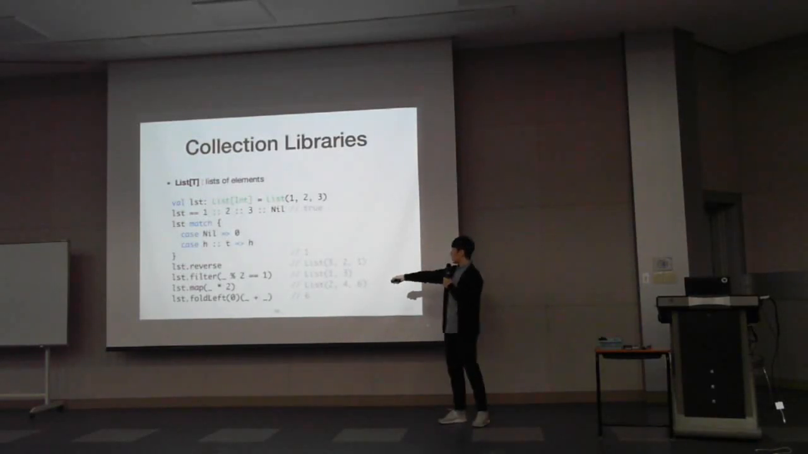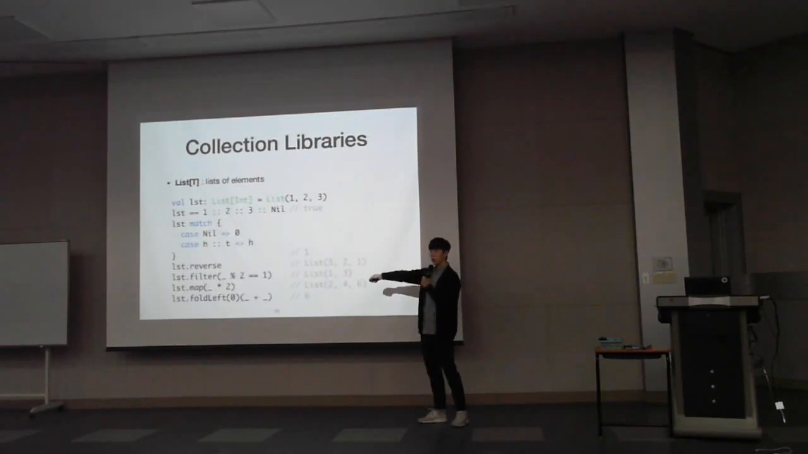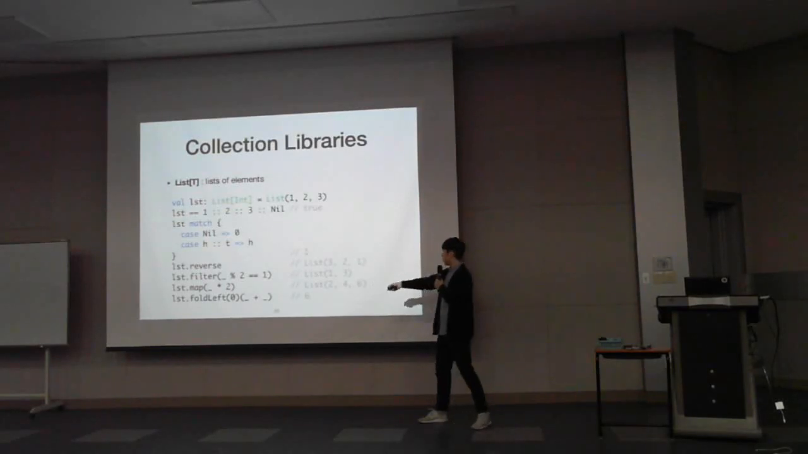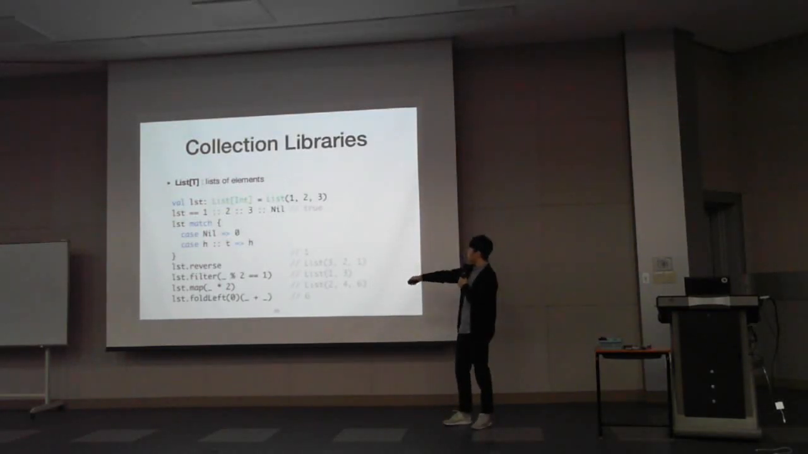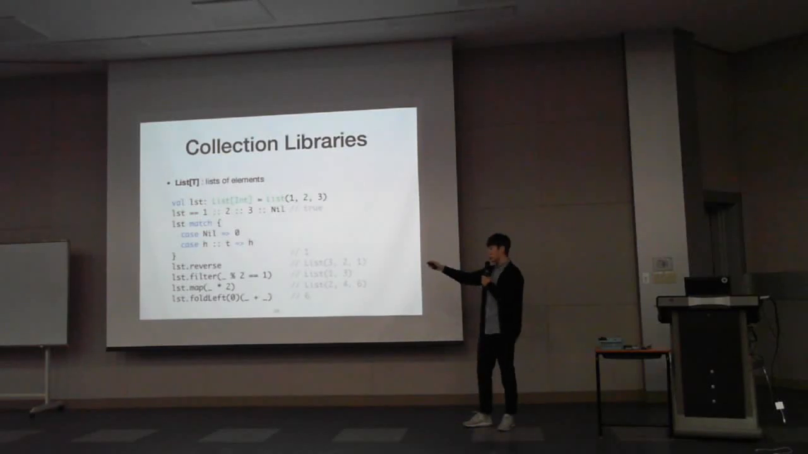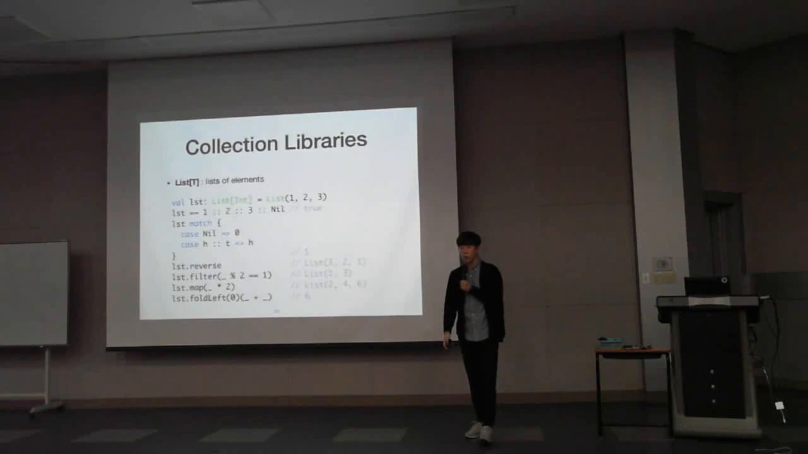And you can also pass another function using the map helper function. This is a double function. So it maps the function onto each element. The original lst is 1 to 3. Applying this function to each element, it becomes 2, 4, 6. So lst.map(double) creates another list object like that.